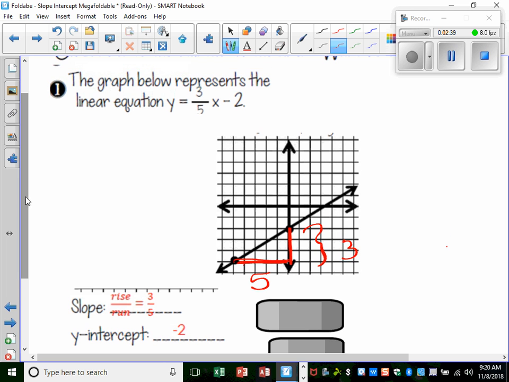So if you look up here where they had already written the equation, you can see that this number here is your slope, and this number here in the equation is your y-intercept. So now when you guys look at a linear equation, you will be able to identify which number represents the slope, which is the one that's beside x, and which one represents where the line crosses the y-axis. All right, let's move on.